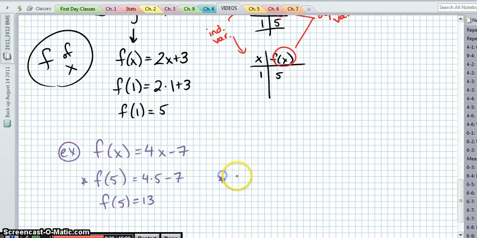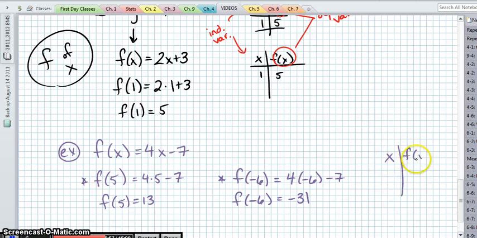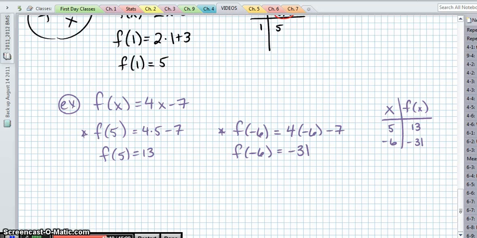What if I wanted to know what f of negative 6 happened to equal? I'll do the same thing. 4 times negative 6 minus 7, I will get negative 24 minus 7, or plus negative 7, and that will give me negative 31. I now have two coordinates that I could graph to represent this linear equation on a coordinate plane. So again, I plugged in 5 and got 13. I plugged in -6 and I got -31. Let's take a look at another example.